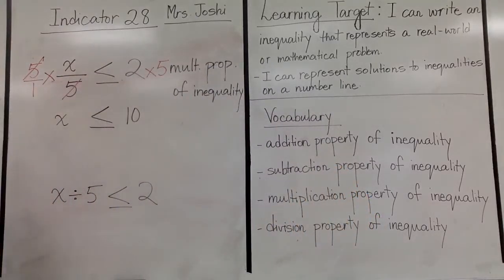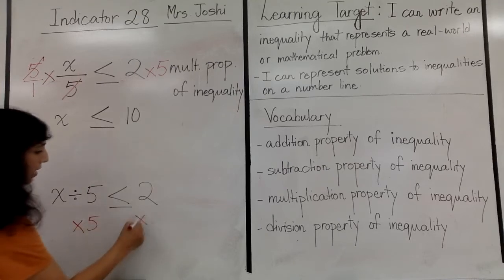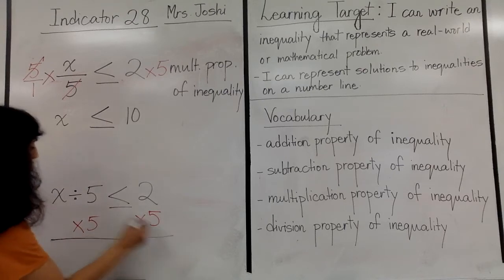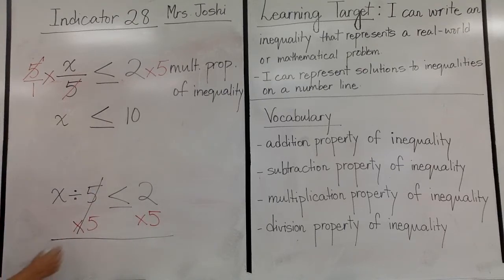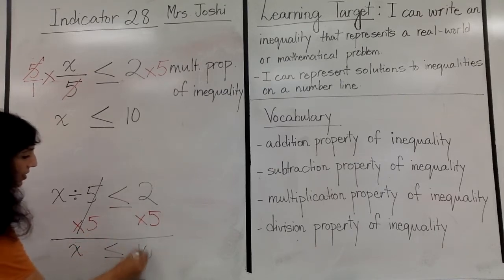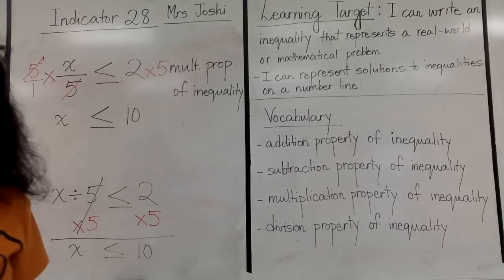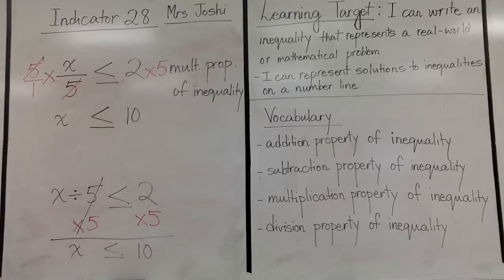You could have done the same thing here. You could have just done times 5 times 5, okay? And then we know that multiplication division will cancel each other out, and so x is less than or equal to 2 times 5, which is 10. So I don't care how you show it to me, both mean the same thing, but now graphing is the big one.